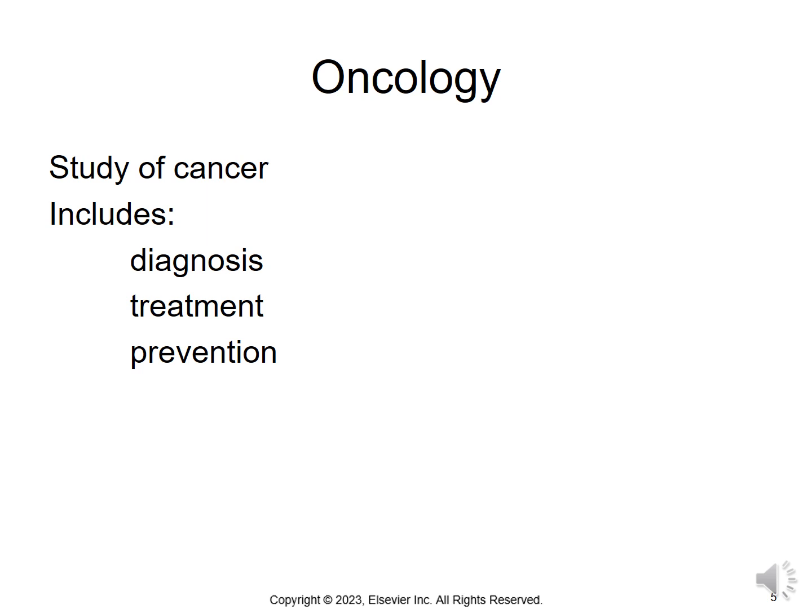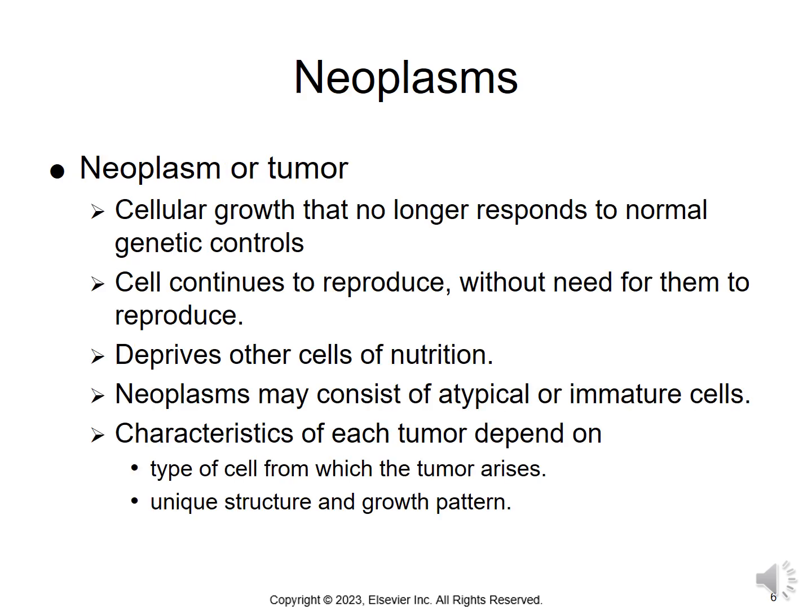Oncology is the study of cancer and it includes diagnosis, treatment, and prevention. A neoplasm or a tumor is a cellular growth that no longer responds to normal body controls. The cells will continue to reproduce even when there is no need for them. Excessive growth will deprive the other cells of nutrients. Many neoplasms are not able to function as normal tissue cells because they have atypical or immature cells.